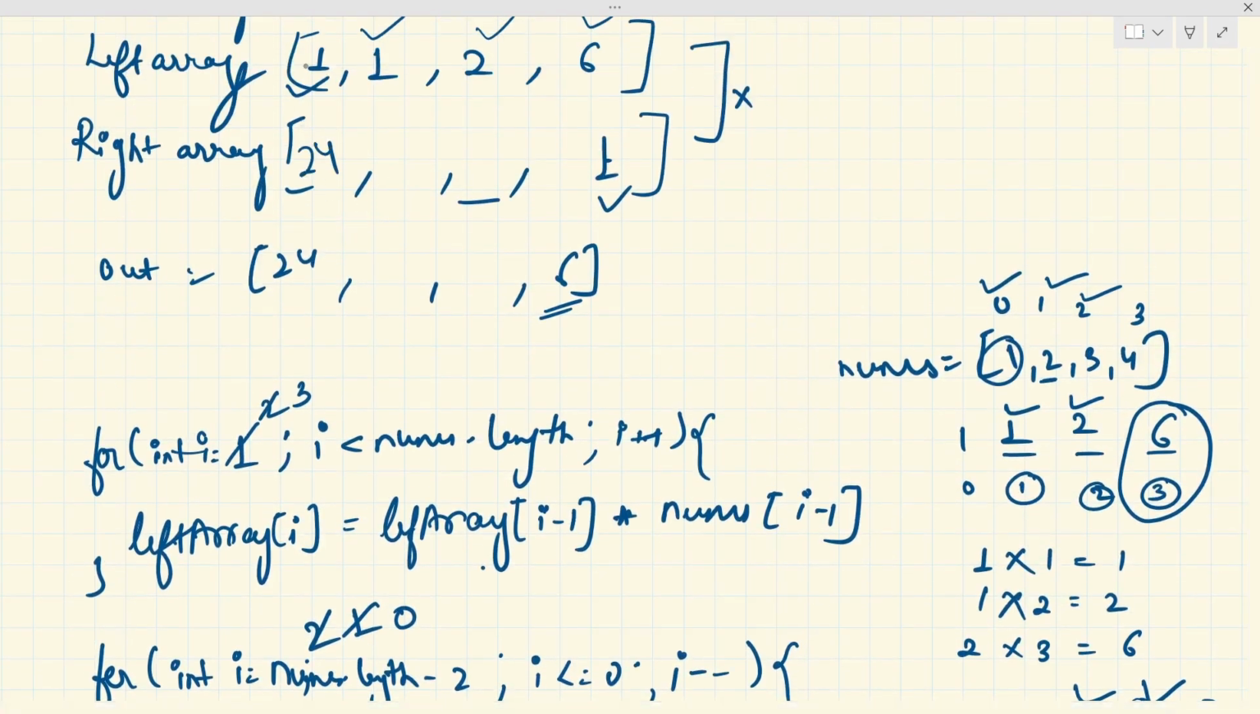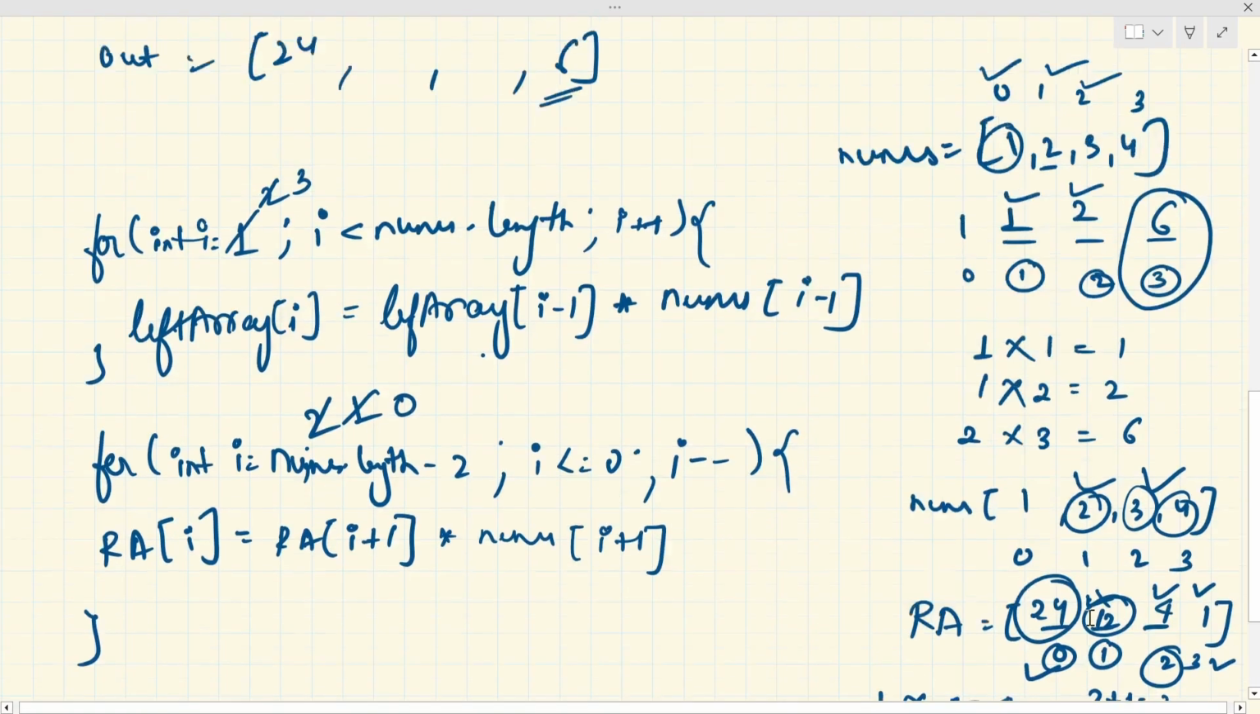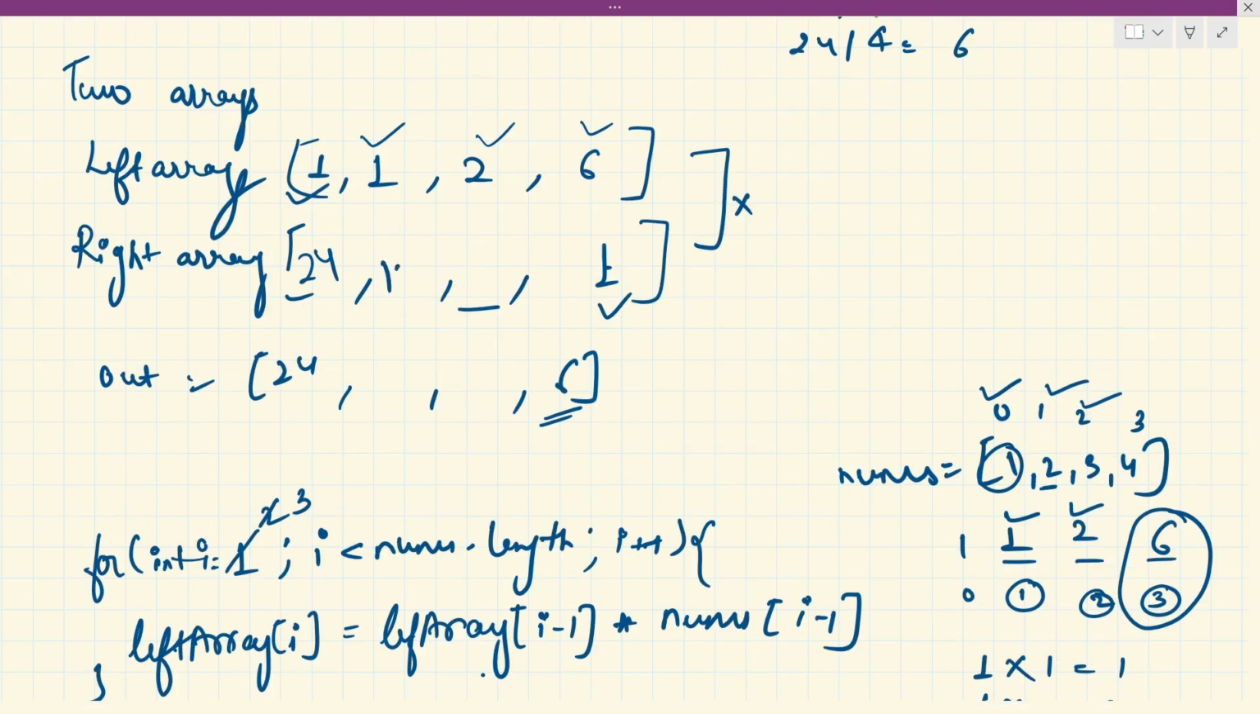So now you can see that if I multiply this, I will get some answer. So what's the right array value? 24, 12, 4 and 1. So if you multiply this, what will you get? 24 multiplied by 1 is 24, 12 multiplied by 1 is 12, 4 multiplied by 2 is 8. And this is what our final output looks like.